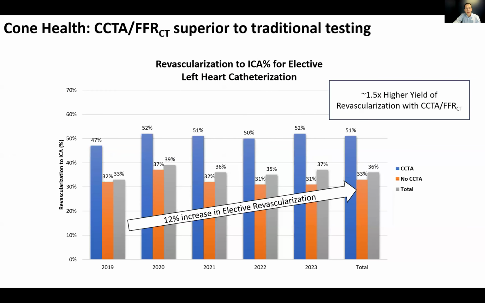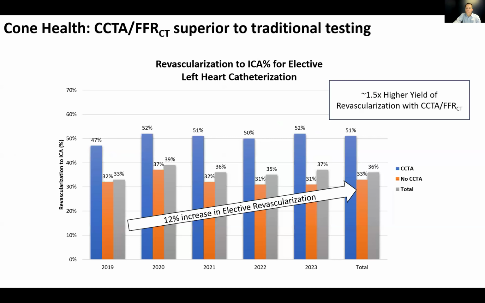This is data from Cone Health, and we've looked at this internally, especially as we've transitioned to CCTA as a primary evaluator for chest pain patients. What you'll see here are revascularization to ICA ratios, or cath ratios, by year, 2019 through 2023. And the blue bars are coronary CTA, and then patients who ended up in the cath lab without coronary CTA in orange. And then the gray shows the total revascularization rate.